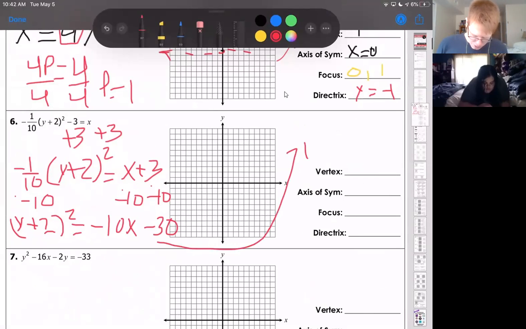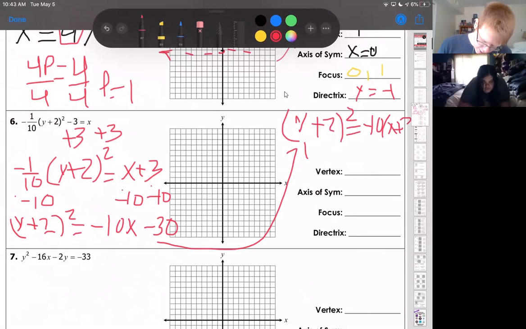One other problem is, remember, we want the right side to be in the form of 4p times, in this case, x minus h. So you can factor out a -10 on that right side. So it would be -10 times parentheses x plus 3. So our vertex would be -2, -3. Since our y part's being squared, this is going to be horizontal.